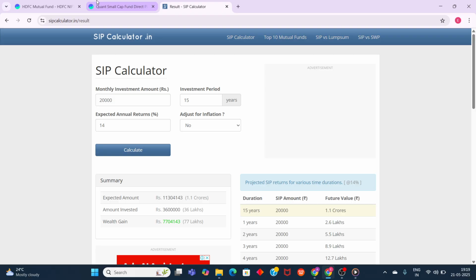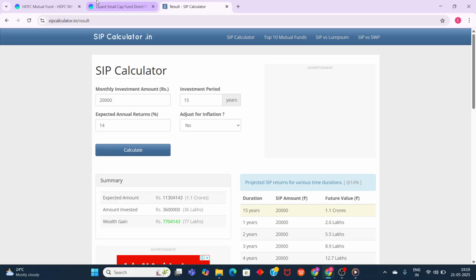Whereas the exit load is a one-time charge the fund house collects when you redeem the units, like when you sell any mutual fund units. There will be a charge like 1% or 2% based on the fund house. There are a few fund houses that charge only if you exit within a year. That depends on the fund house.